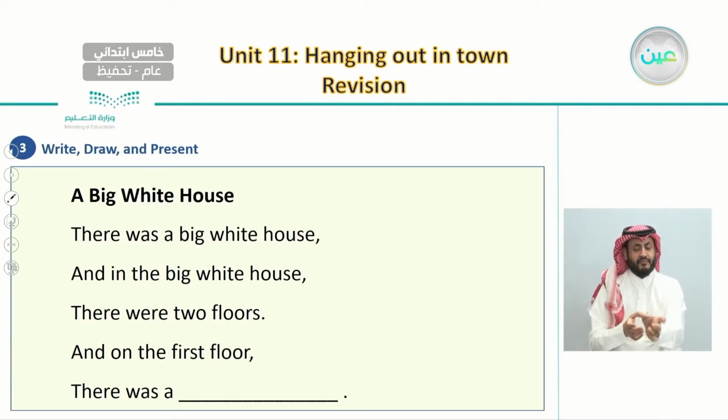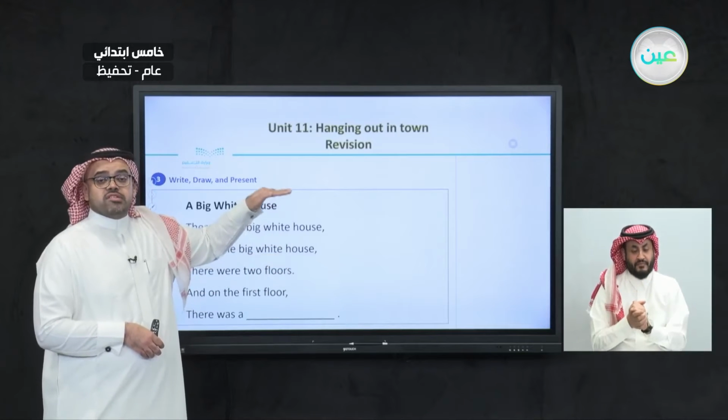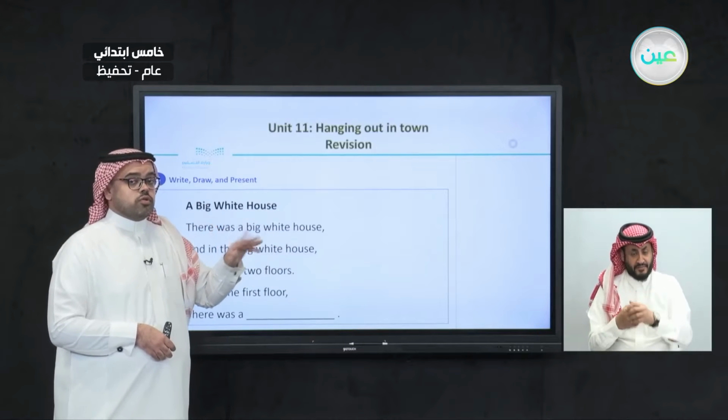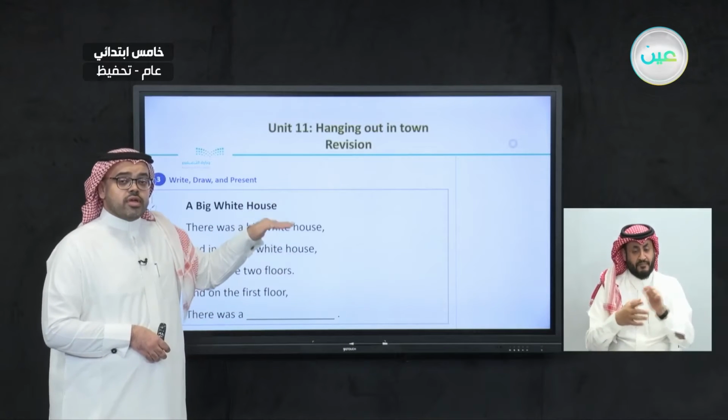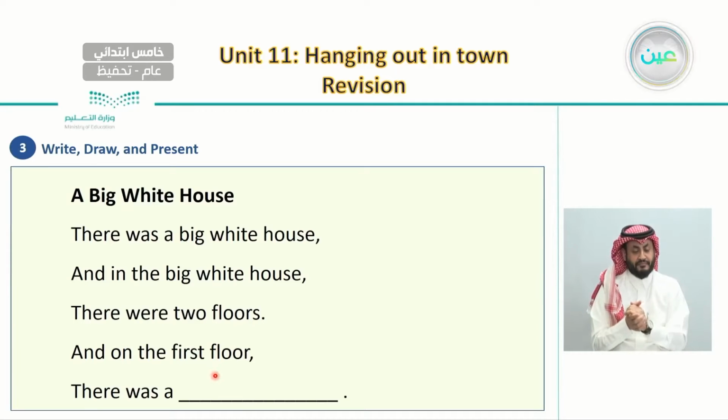So, our chant was about a big white house. And in this big white house, there are 2 floors. So we have the first floor in this house, and also we have the second floor. So the chant says, on the first floor there was, and here in this blank, we should write a room.